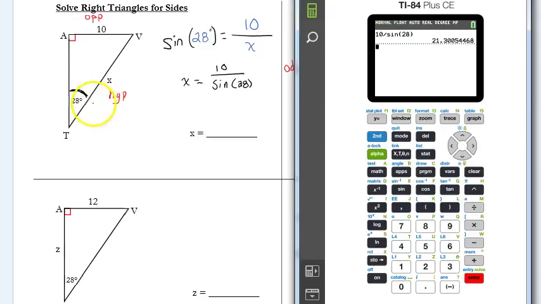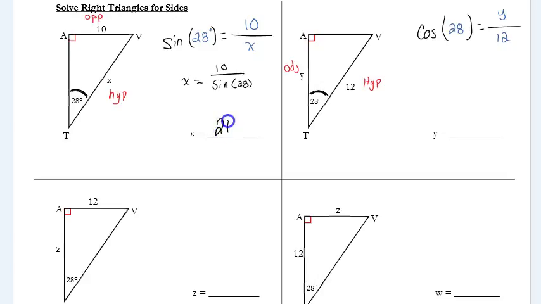X is a side length. We are rounding our side lengths to the nearest tenth, so we're going to say that that hypotenuse has a length of 21.3. The difference in the algebra on this one is the y is in my numerator. So in this case, I just have to multiply both sides by 12. That's going to get me y equals 12 times the cosine of 28 degrees.